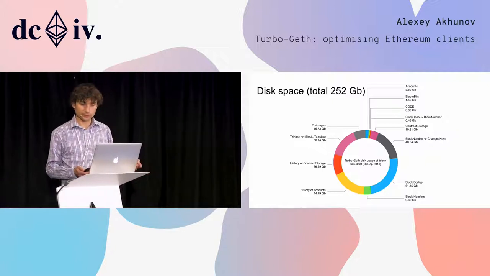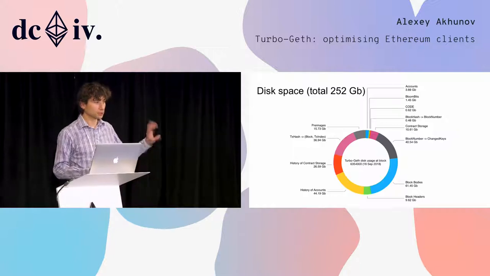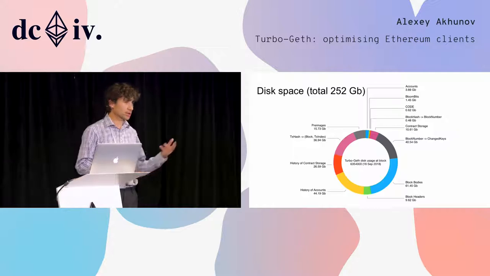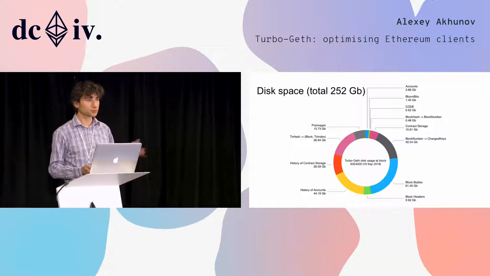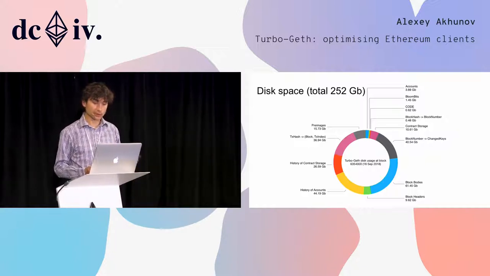is 3.89 gigabytes. This is the accounts without any storage items. It's just simply balances, nonces, hashes of the storage roots, and the code hashes. And it's not the whole history, it's the current accounts. The history of accounts you can see on the left, the yellow bit, so 44 gigabytes.